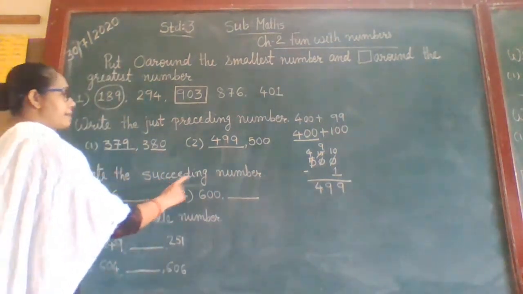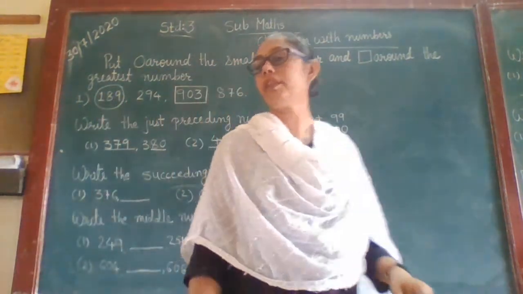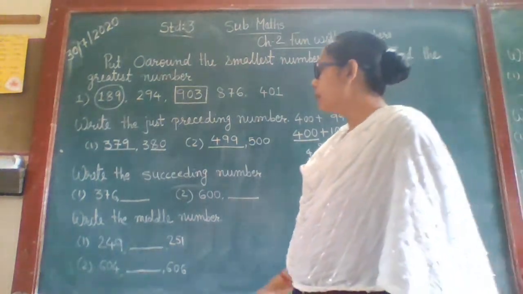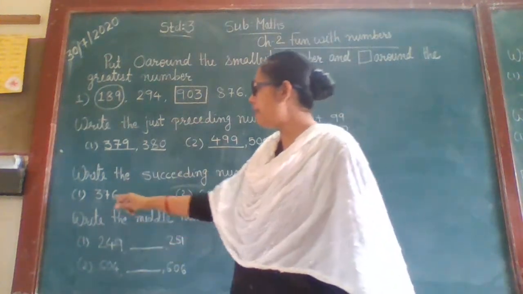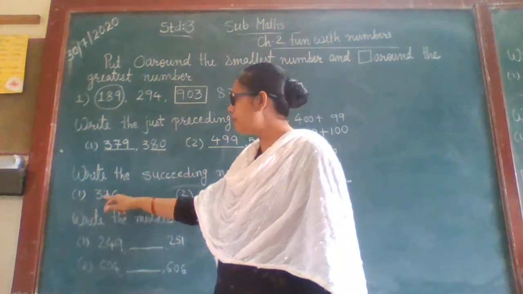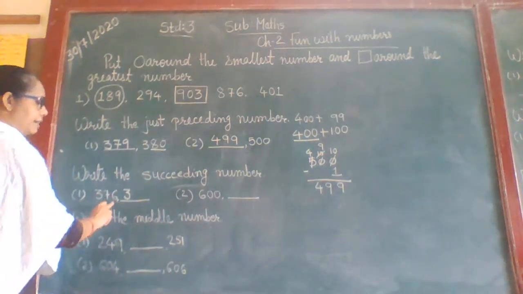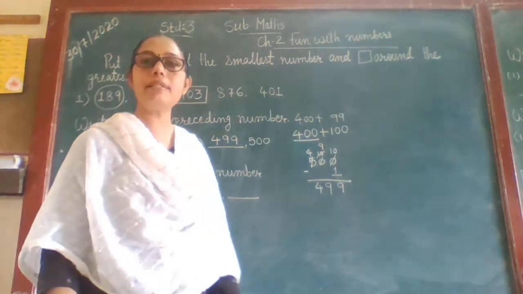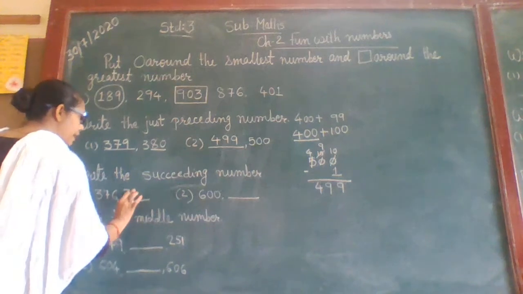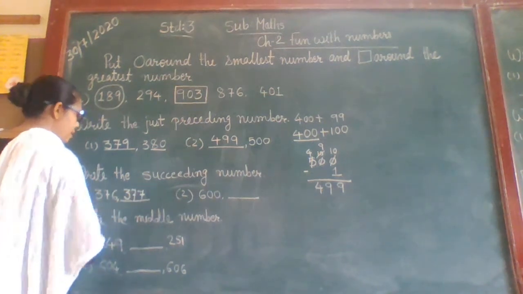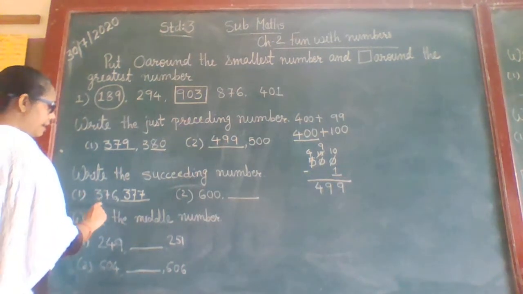Now write the succeeding number. Succeeding number means after number. We have to find the after number of 376. So 376, we write 300 as it is, 76. After 76, which number comes? 76, 77. So here we write 77. So 377 is the just succeeding number of 376.